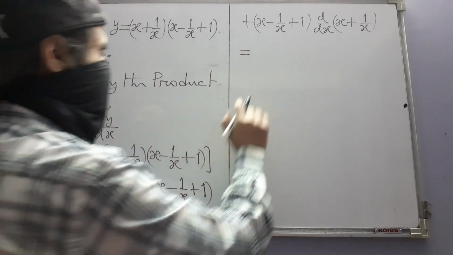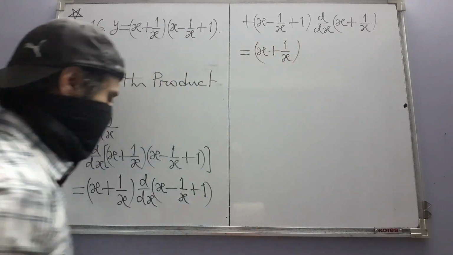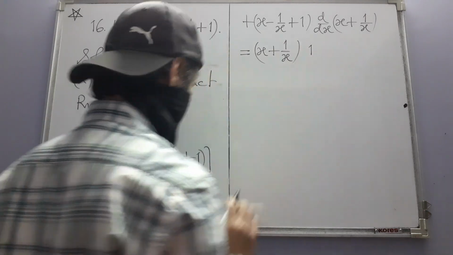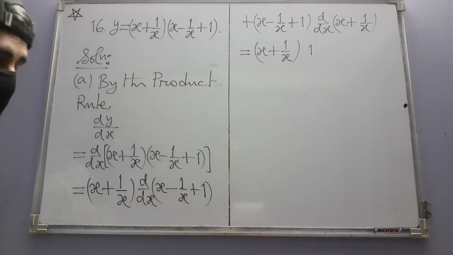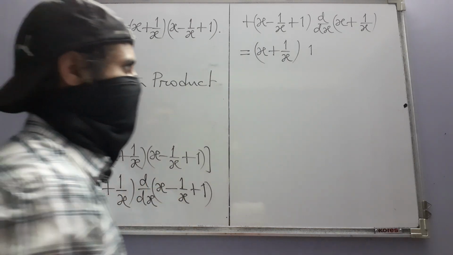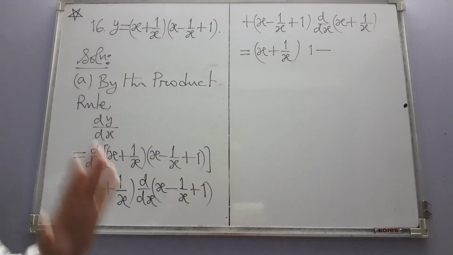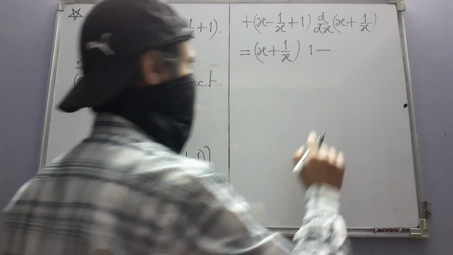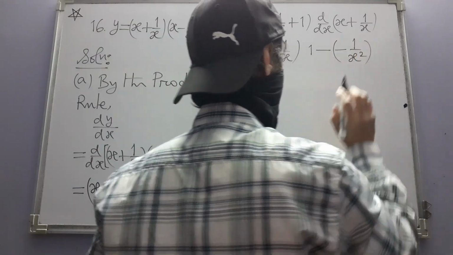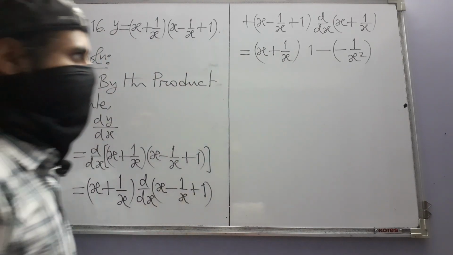So x plus 1 over x times the derivative of x, which is 1. Derivative of minus, okay, be a little careful here. Minus, or let me just write it like this, minus. What is the derivative of 1 over x? We have already seen, minus 1 over x square. So use a set of brackets, plus 0.